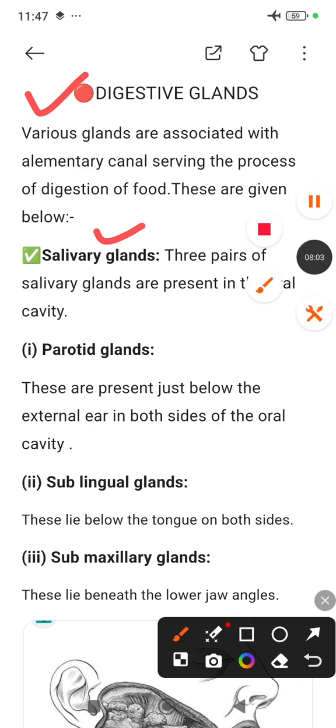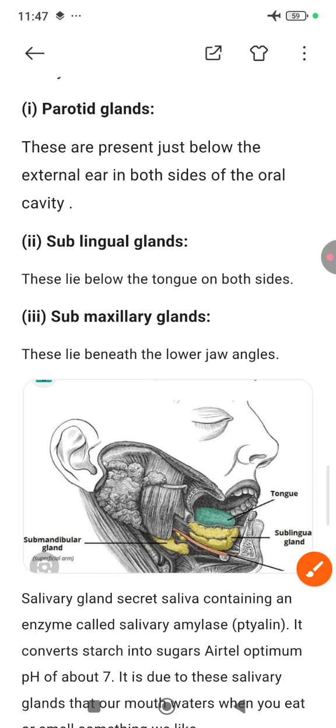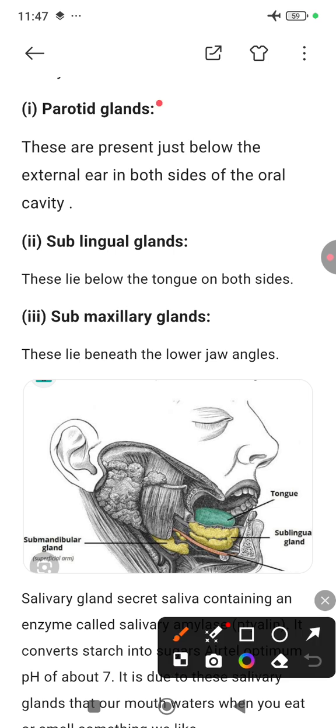So let's see the position of these salivary glands. You can see the structure. See, parotid glands. These are the glands present just below the external layer on both sides of the oral cavity. One pair of parotid glands is present, either side of the external layer. Clear? Next is the sublingual glands.